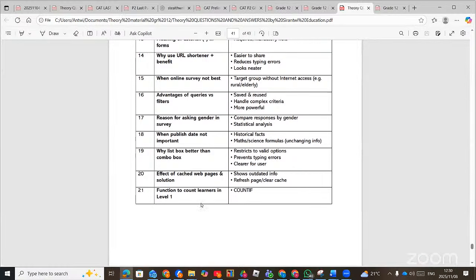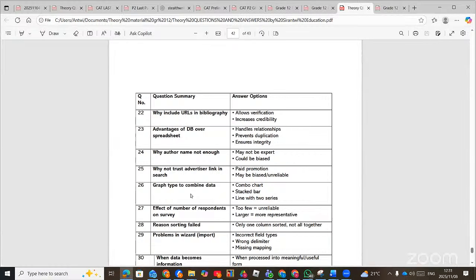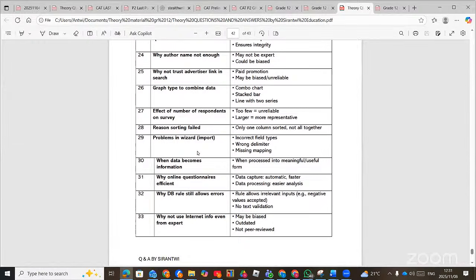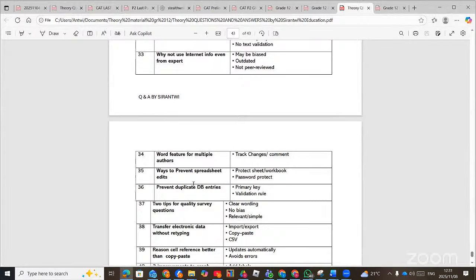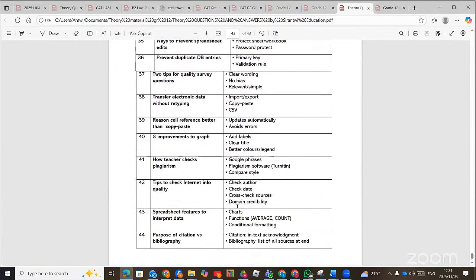Now, effect of cache, website is frequently also. Then you must also look out for other questions like wizard, online questions. So you can see these questions keep on repeating for the information management. Transferring data without retyping, either CSV, or you do copy and paste, or you export or import. So these questions keep on repeating.